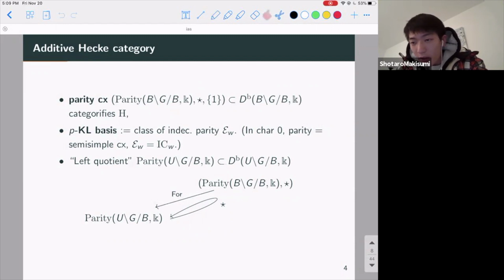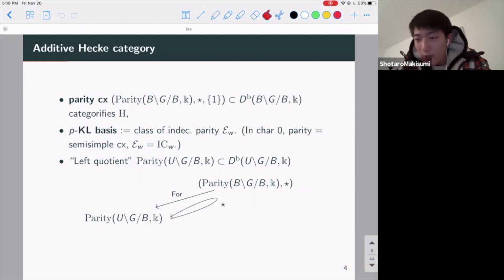So we already saw parity complexes come up in this conference. This is a certain additive category inside this category. And what's important is that this gives you an additive categorification of the Hecke algebra.